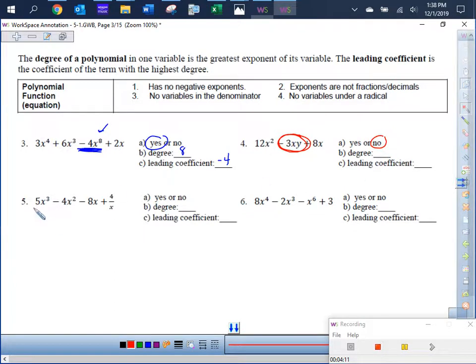On the next one, are they using one letter? Yes, they are. Does it have any negative exponents? Nope. Does it have any exponents that are fractions or decimals? Nope. Any variables in the denominator? Boom. We've got a variable downstairs, so that's a no.